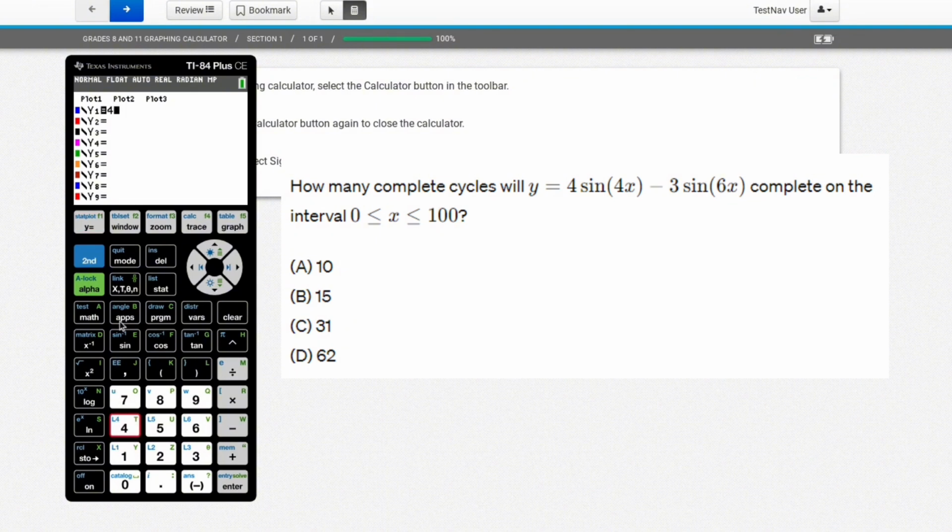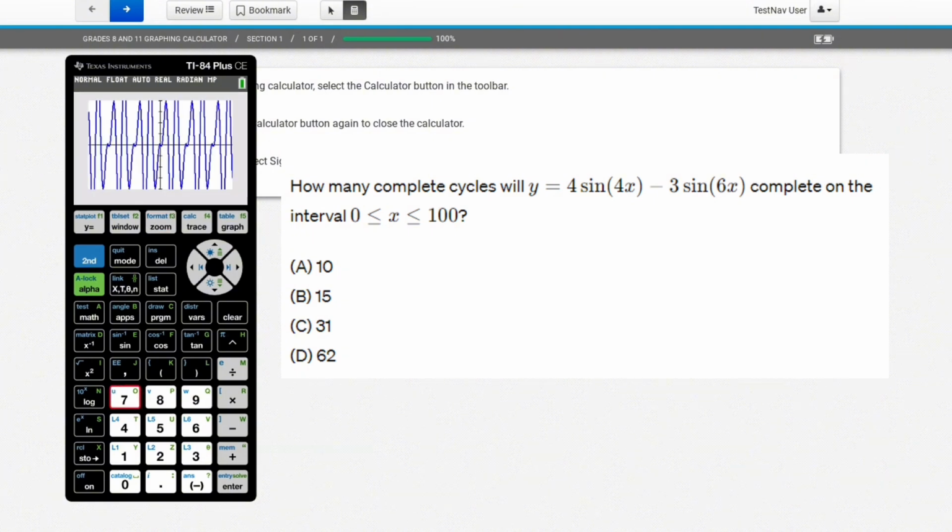Y equals 4, there's my sine, 4x, close parentheses, minus 3 sine 6x. Now this is what I'm going to do. I'm going to hit window before I graph this. Actually, I'm sorry, zoom before I graph this, and zoom trig. Usually that gives me friendly pi-ish numbers. Maybe it will here, maybe it won't. I don't know. Let's see what happens.